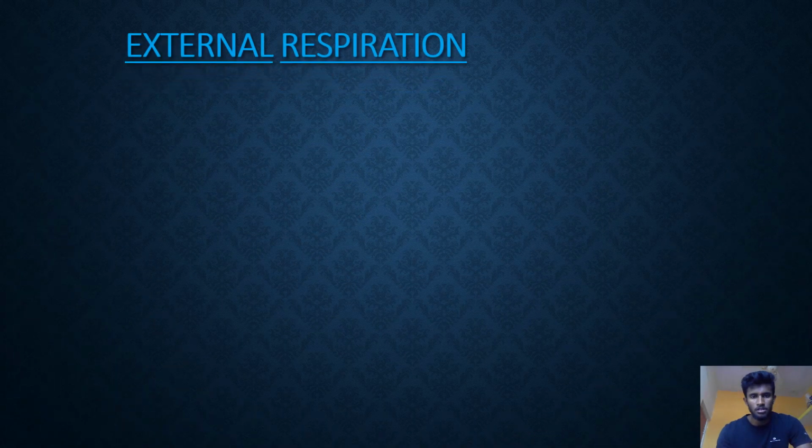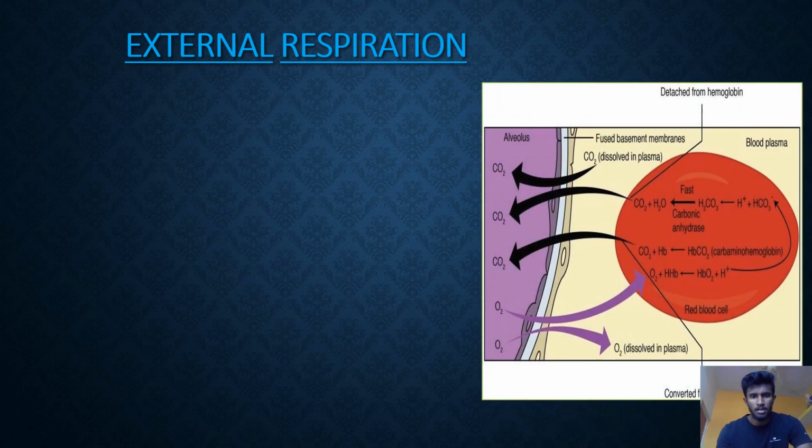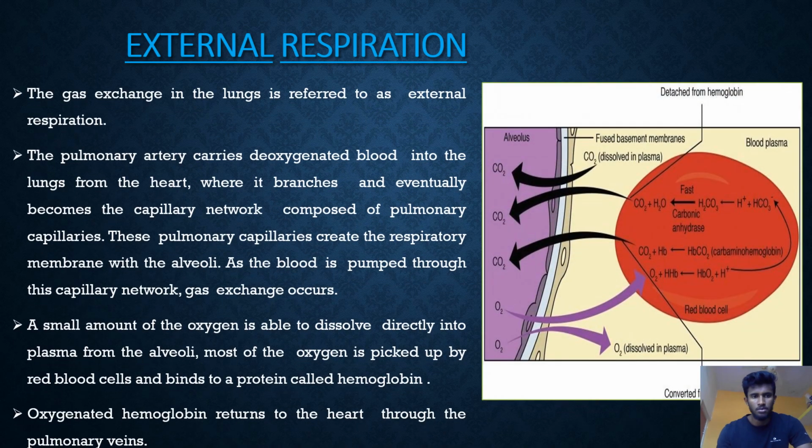Next we move on to external respiration. This is a diagram of the external respiration. The gaseous exchange in the lungs is referred to as external respiration. The pulmonary artery carries deoxygenated blood from the heart into the lungs, where it branches and eventually forms capillary networks, the pulmonary capillaries. These pulmonary capillaries create a respiratory membrane with the alveoli. As the blood is pumped through the capillary networks, the gas exchange occurs.